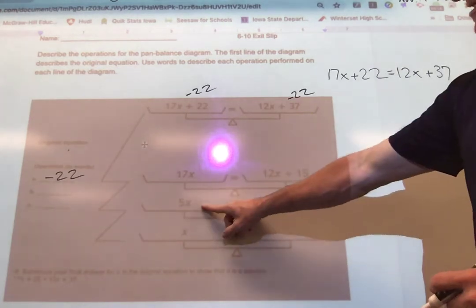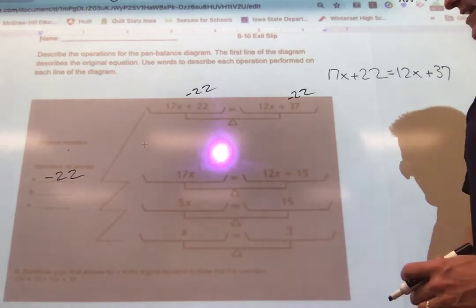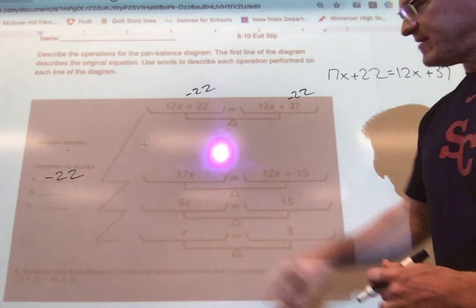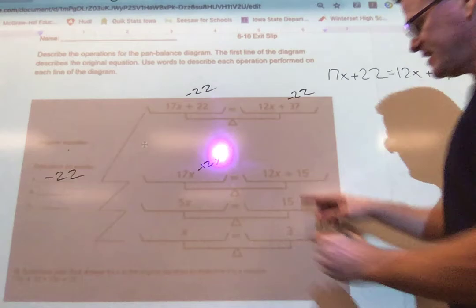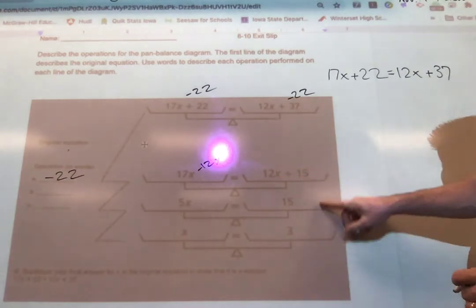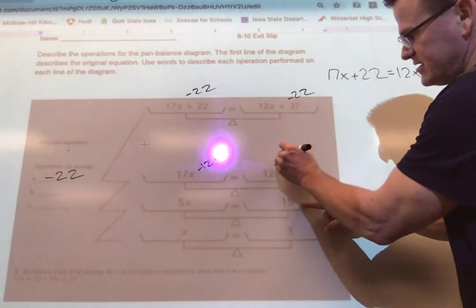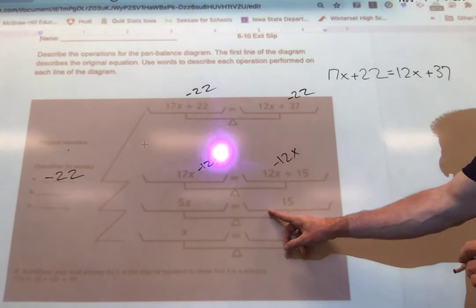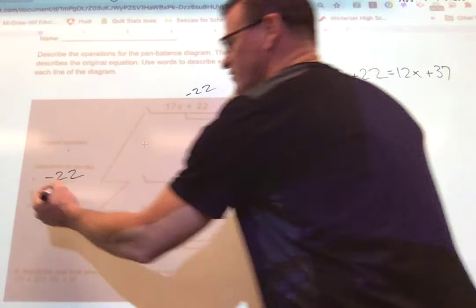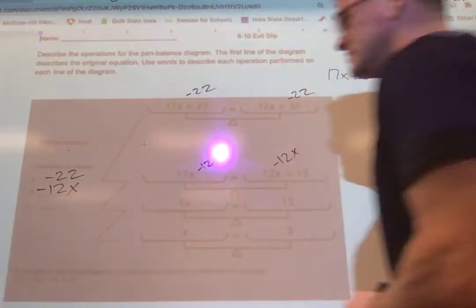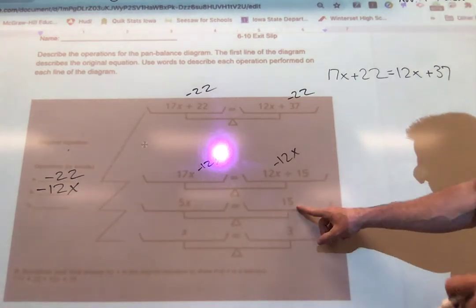Now, 17x down to 5x, so I subtracted some x's, it looks like, because I went less, and I know 17 minus 5 is 12, so it looks like I took away 12 x's. And if I look over here, did I take away 12 x's? It looks like I did, because now I'm just down to 15, so the 12 x's are gone, because I know 12x minus 12x is nothing. So I'm just left with 15. What did I do on both sides to keep this balanced? I subtracted 12x from both sides. And again, I'm trying to isolate that variable. So I'm left with 5x equals 15.